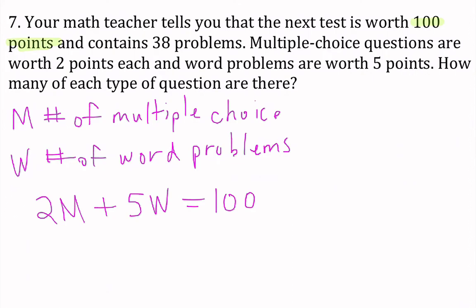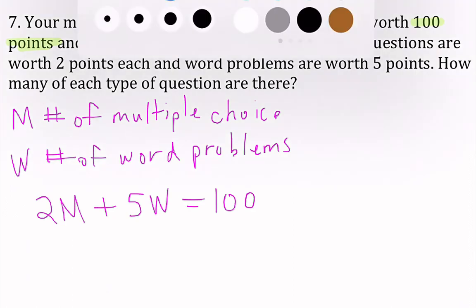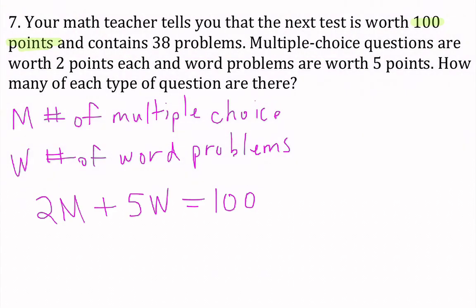We have to find another total to write our second equation about. The second total I see is the total number of problems that will be on this test. Well, what type of problems are on the test? I know we have multiple choice, and I know we have word problems. So I know the number of multiple choice questions I have plus the number of word problems I have is equal to the total number of problems, which is 38.